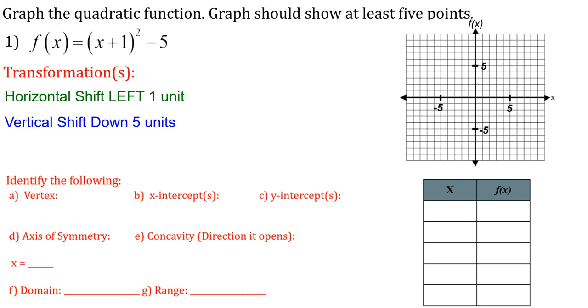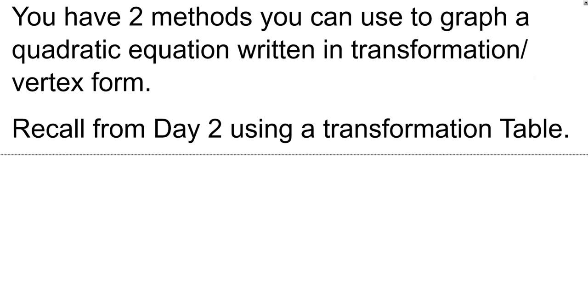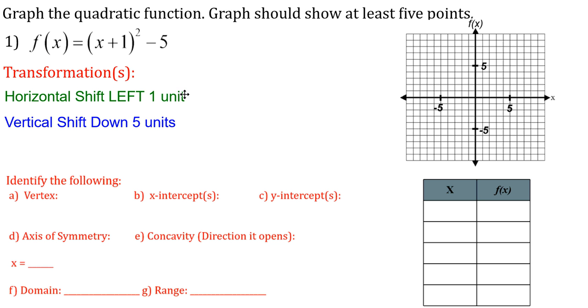So now that we have the transformations, there are 2 methods that you can use to talk about graphing your function. And so we'll go back to the first method that we were shown from day 2 using your transformation table. So again, now that we know that we're talking about going to the left 1 unit, you have to ask yourself, is that an input change or an output change?